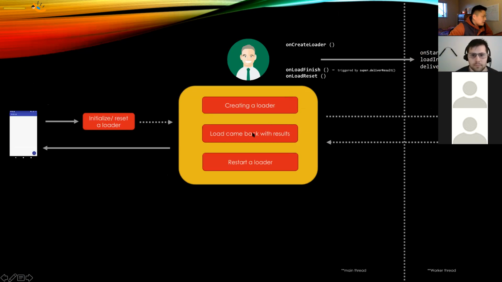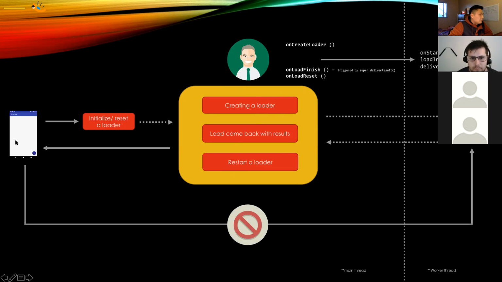So in a nutshell, what you're doing is that from onCreate, you initialize or reset a loader, and then it calls this guy Steve, and Steve tells the worker what to do, right? Once the worker finishes what he's supposed to do, it tells Steve, hey, I'm finished, here's my data. And then Steve will tell you, hey, the worker is finished, what do you want to do with the cursor? Okay.